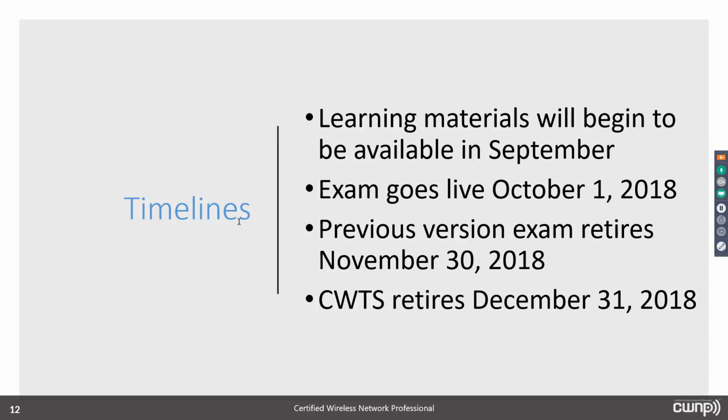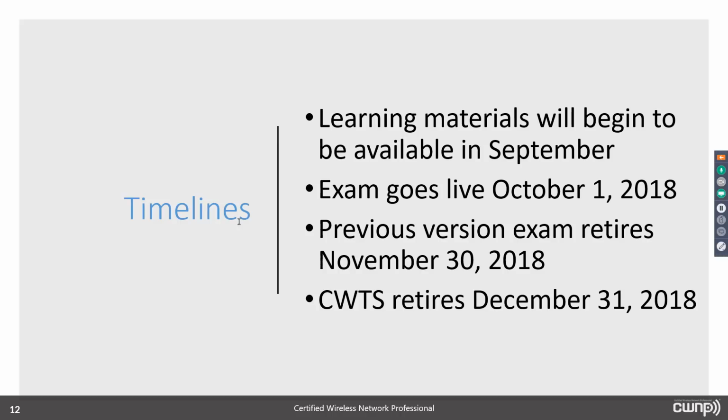I've already alluded to most of this, and I've got a note that's not even related to CWAP in here. I just want to make sure I included it to remind everybody. So learning materials begin to be available in September. For example, practice tests will be available for CWAP, CWDP, September the 1st. They'll be there. They can be acquired. The exam itself goes live on October 1st. I should add study guides will be available within the first couple weeks of September.